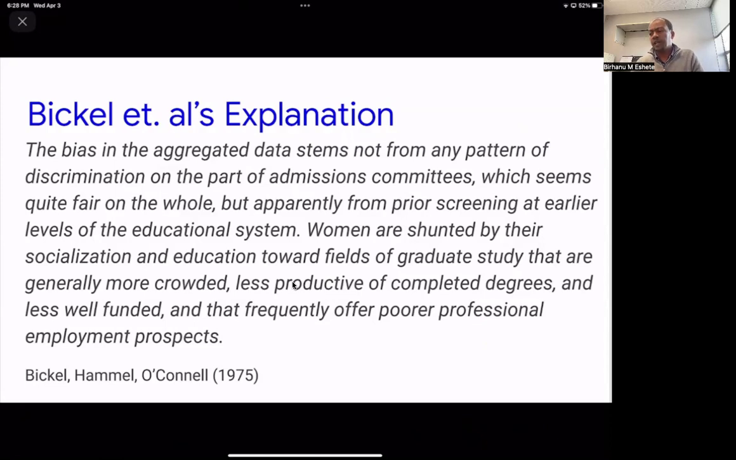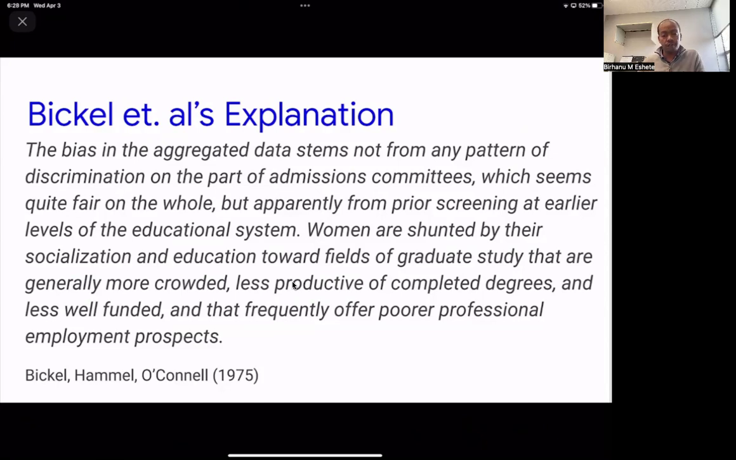So the observation made by the article that went through this data set is that the bias in the aggregated data stems not from any pattern of discrimination on the part of the admissions committee, which seems quite fair on the whole, but apparently from prior screening at earlier levels of the educational system. So the bias is actually traced back to how the educational system filters maybe the 2 genders through the hierarchy of different criteria. The observation is that women are shunted by their socialization and education toward fields of graduate study that are generally more crowded, less productive of completed degrees, and less well-funded, that frequently offer poorer professional employment prospects.